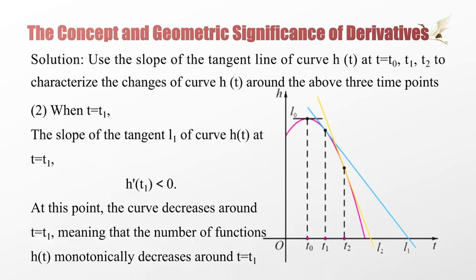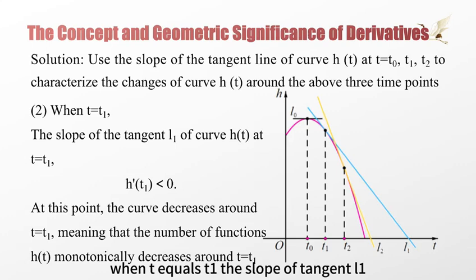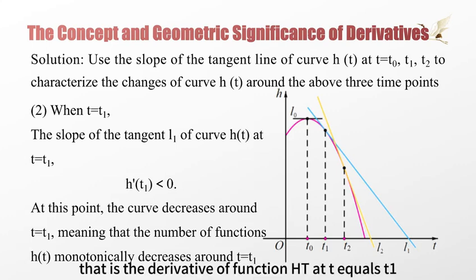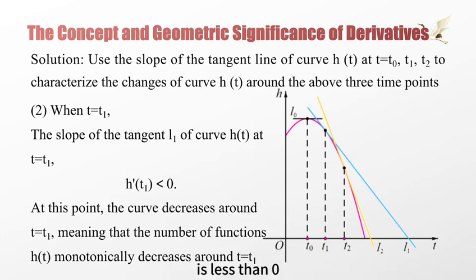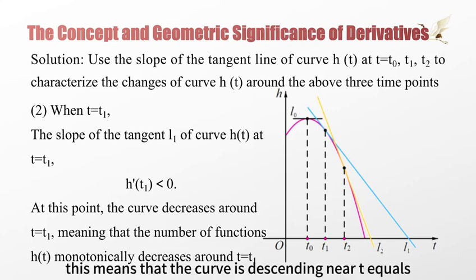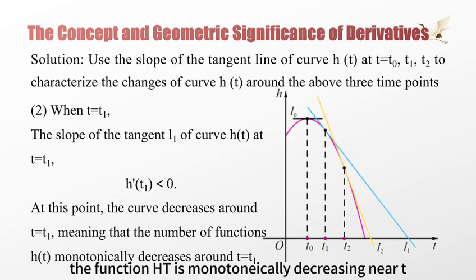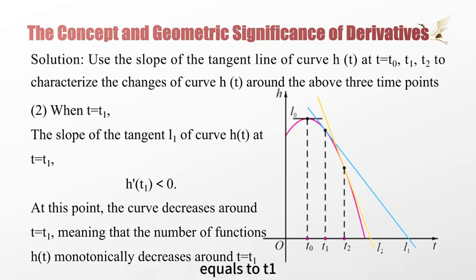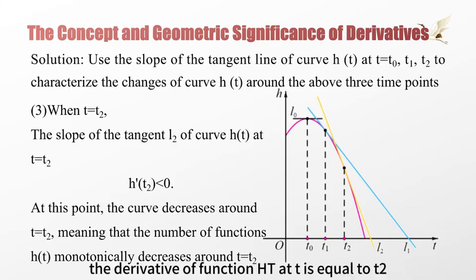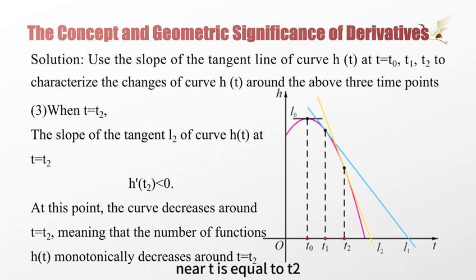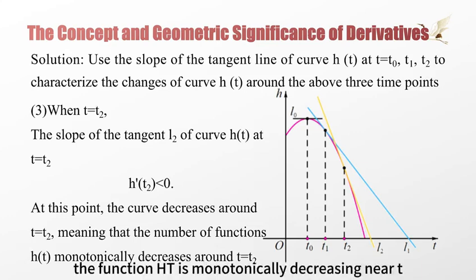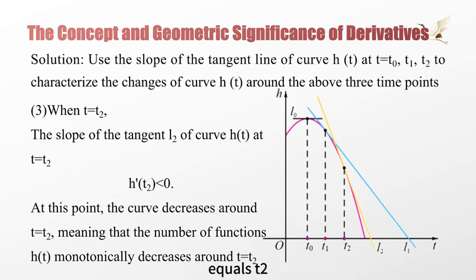rise or fall. When t equals t1, the slope of tangent L1, that is, the derivative of h(t) at t1, is less than 0. This means that the curve is descending near t1. That is to say, the function h(t) is monotonically decreasing near t1. When t equals t2, the slope of tangent L2, that is, the derivative of h(t) at t2, is less than 0, which means that the curve is falling near t2. That is to say, h(t) is monotonically decreasing near t2.